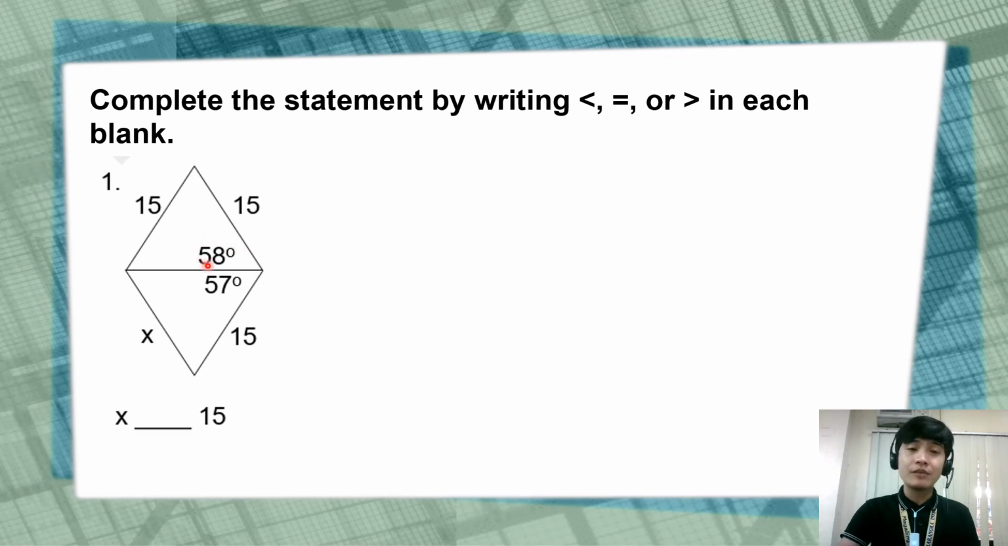Kung mas malaki si 58 degrees kay 57 degrees, it follows na itong side na ito, si 15, ay mas mahaba kumpara kay x. Therefore, having said that, the correct inequality symbol in this case is less than. Therefore, x is less than 15. Ulitin ko, dahil mas malaki si 58 degrees kay 57 degrees at the bigger the angle, the longer the opposite side, lumalabas si 15 ay mas mahaba kumpara kay x because malaki yung angle na pinanggalingan ni 15 sa kasong ito. Okay, that is example number 1.